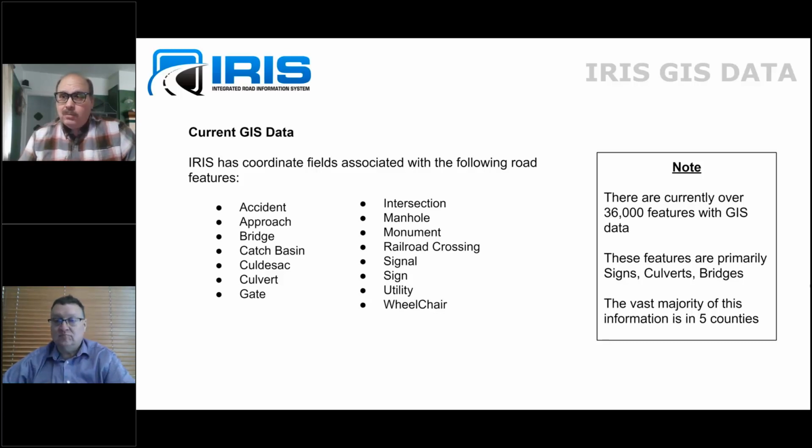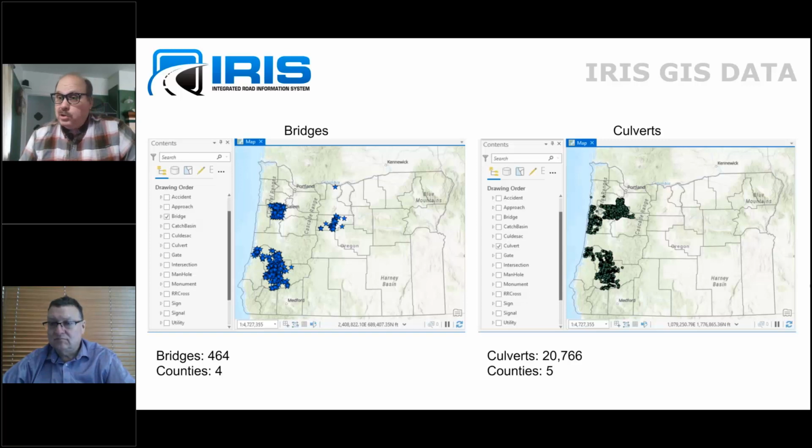And currently, we have over 36,000 features. Those are primarily signs, culverts, and bridges. The vast majority of that information is spread across 5 different counties or so. To give you some sort of an idea, on the left there we have bridges. These are the bridges that we have in the system. You have 464 of those, spread across 4 different counties.